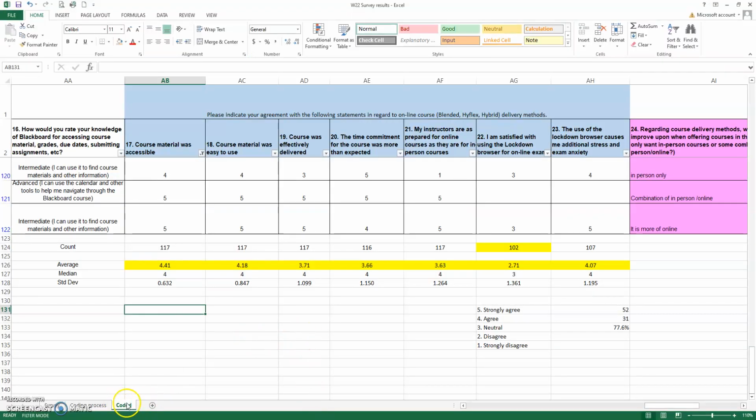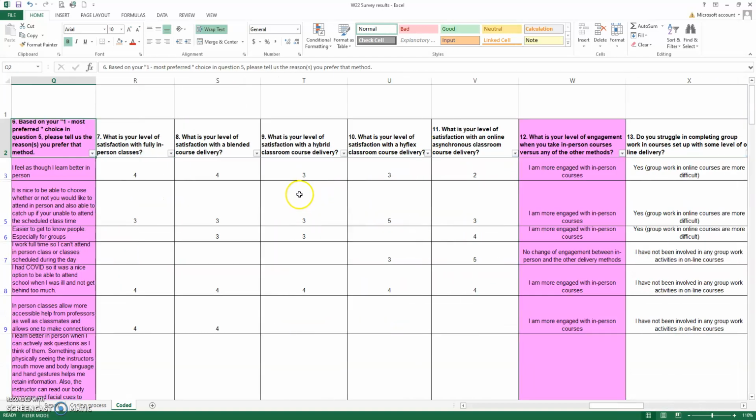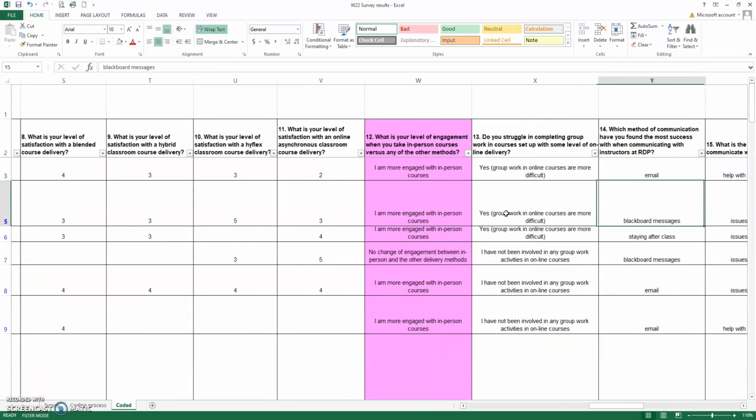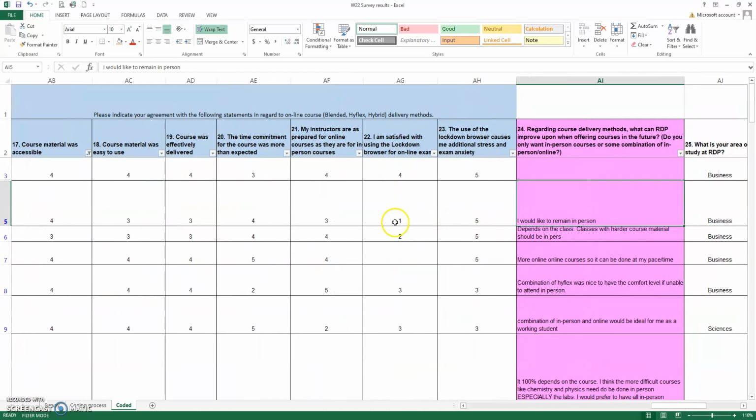Here we're going to go to the coded section. The coded sections have been coded numerically for various questions. I have questions 17 to 23 as well as questions 7 to 11 coded on the summary survey results spreadsheet that I had sent out to you. So these questions that have numbers coded in for them, these are questions that you could actually run the correlation test for.